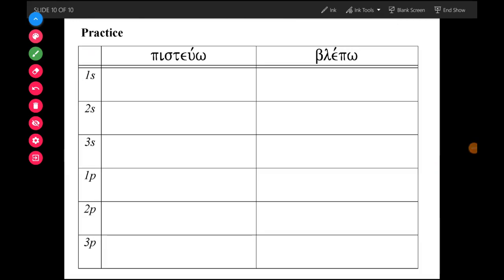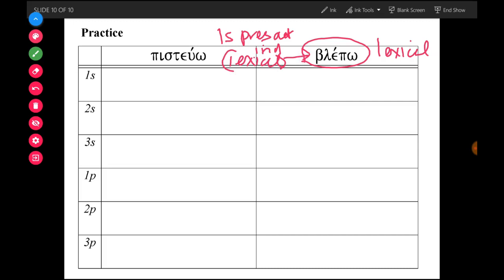So let's go over one example together, and the other example I'll let you do on your own. Let's look at the word blepo. Now, this is the lexical form. And notice that the lexical form of every verb always is the first person singular, present, active, indicative. It doubles as the lexical form, or the form that you find the verb in the dictionary.